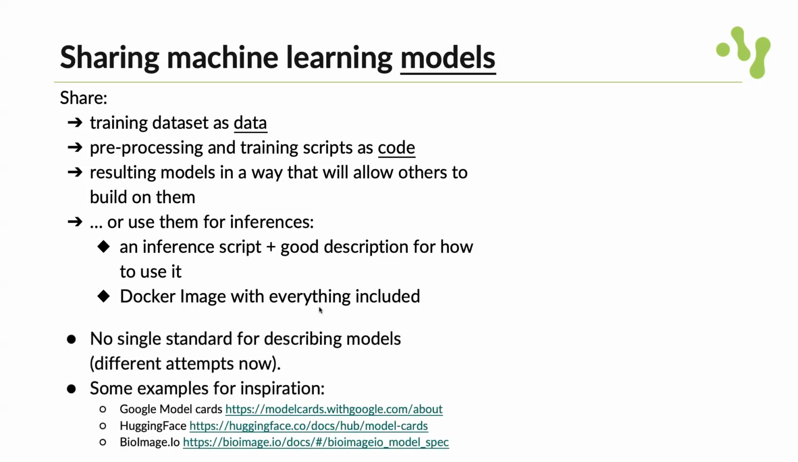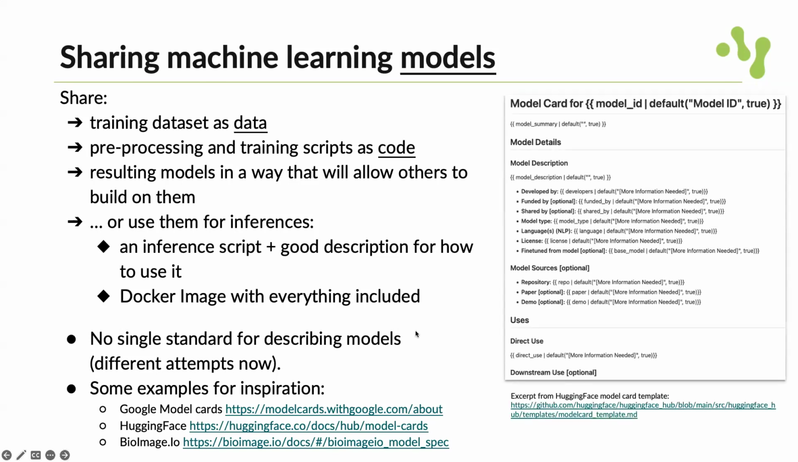There is no single standard yet for describing models. That's because they are very different for different research fields, and because this area is moving really fast. There are some examples of things you can share, or some different attempts which you can use for inspiration. Here I have an example from Hugging Face, and these are different metadata fields that they suggest to include about models. So for example, who developed it, who funded it, what type it is, what language it is, license, and so on. I'm not going to go into detail here. I'm just going to say that these things exist. So when you are sharing a model, you should be thinking about this and looking around and just find the way that works best for you.